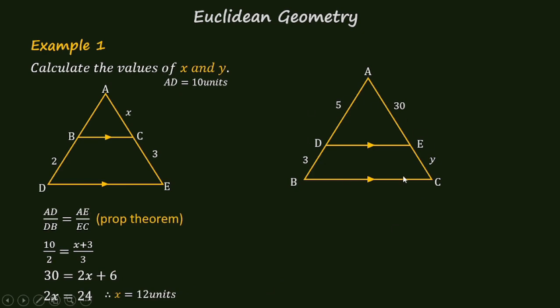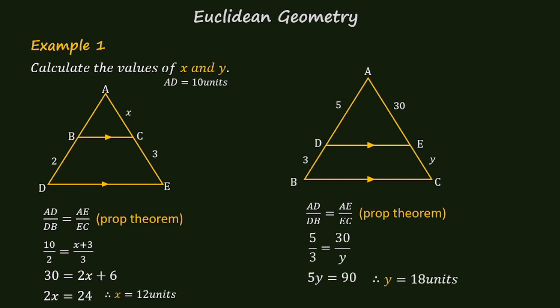In the second problem, the triangle ABC, we are given all the three sides except the one that we are looking for. We are given AD, DB, we are given AE, and we are looking for y, which is EC. We can express this as AD over DB, we have all these sides, and then also AE over EC. Remember to always put the reason. The reason is the proportion theorem. Now we can simply substitute to arrive at the value of y, where y is 18 units.